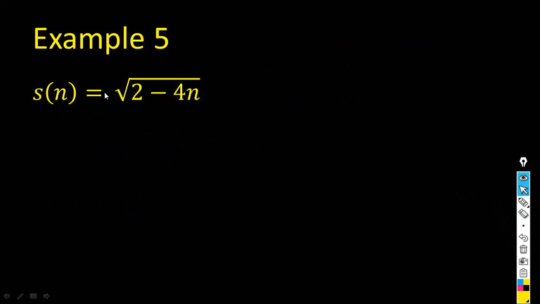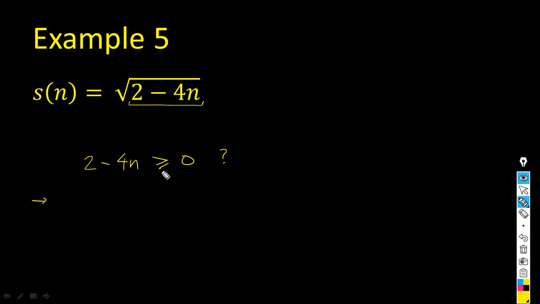Another one, example 5, s of n equals the square root of 2 minus 4n. Same idea. What I want is this to be greater or equal than 0 in order for this radicand to be able to be calculated. All of this has to be greater or equal than 0. So let's ask that question to mathematics. For what numbers n do we have that this is greater or equal than 0? For what numbers? Okay, let's solve this inequation.